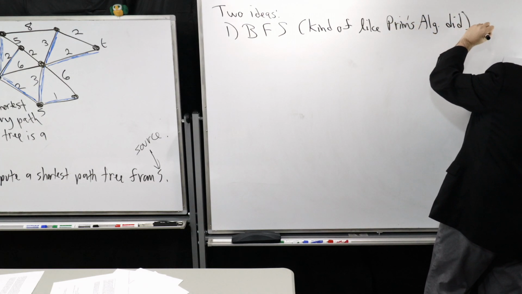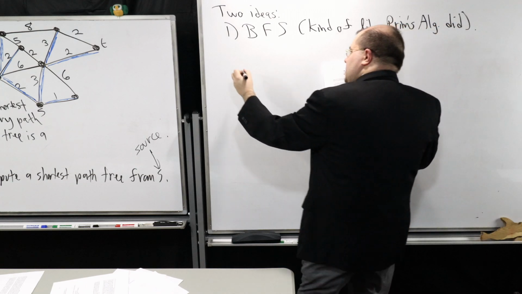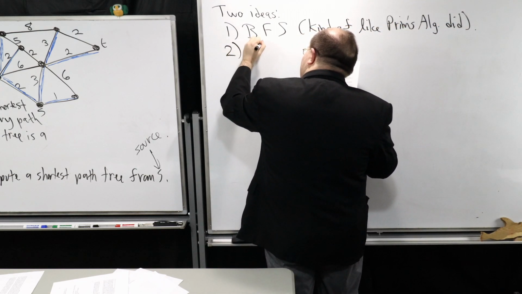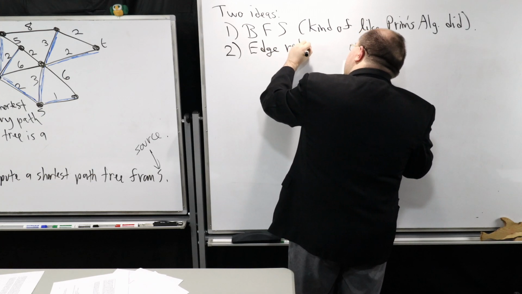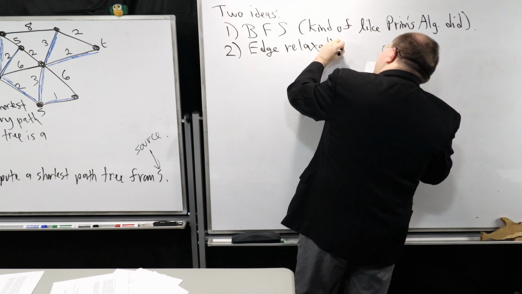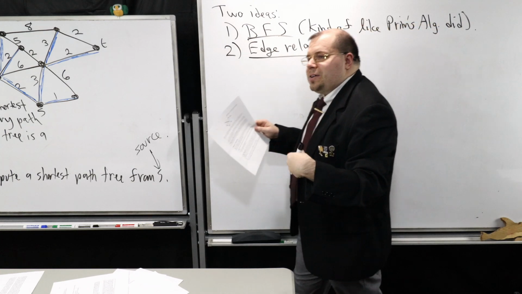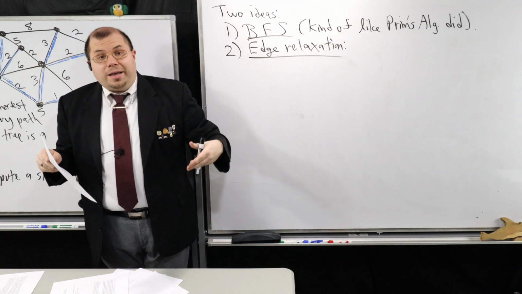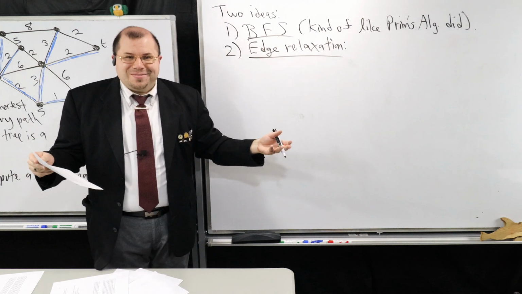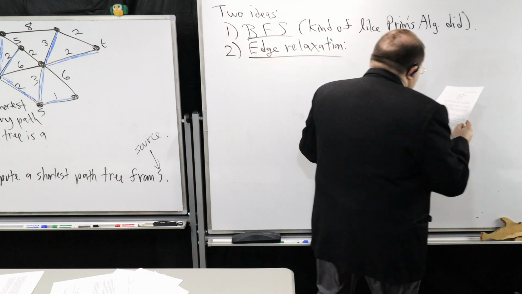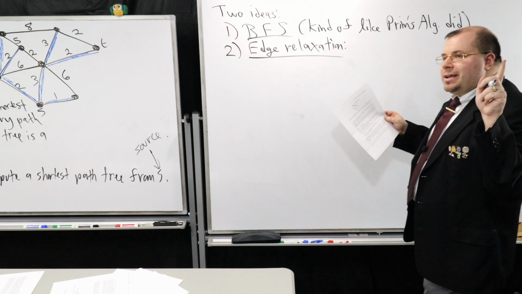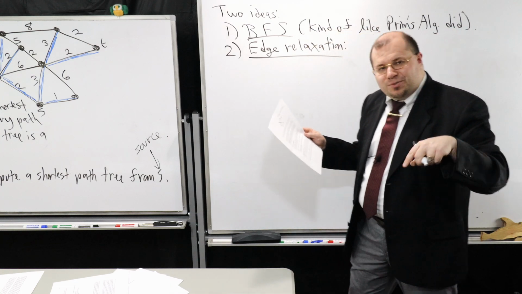Kind of like Prim's algorithm did. And there's this other notion called an edge relaxation. Do you remember those D values? The D values were what I dictated to say, okay, the blob is going to devour that, right?